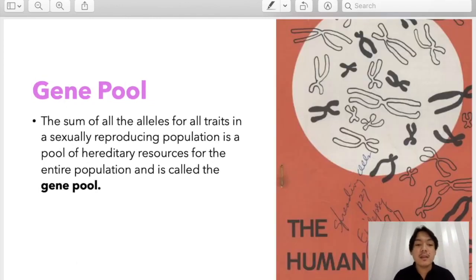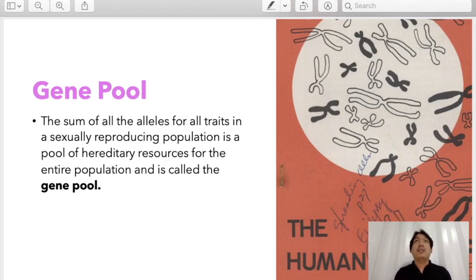Gene pool at the same time is the sum of all the alleles for all traits in a sexually reproducing population. It is a pool of hereditary resources for the entire population, and it's called a gene pool. So this is like a pool. Well, a pool has a large size, a large volume.